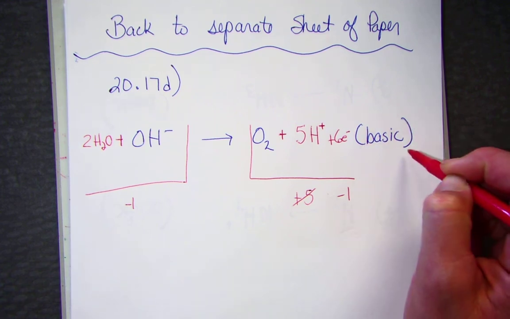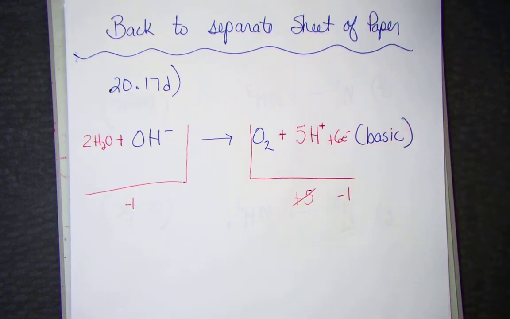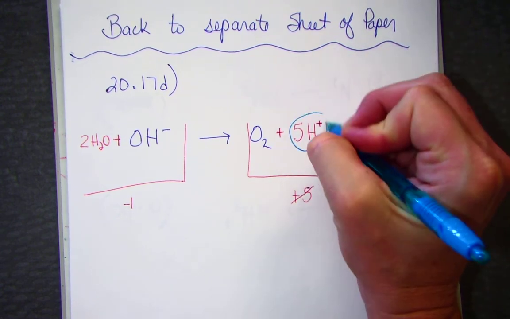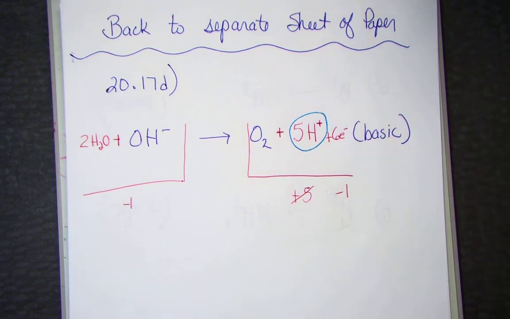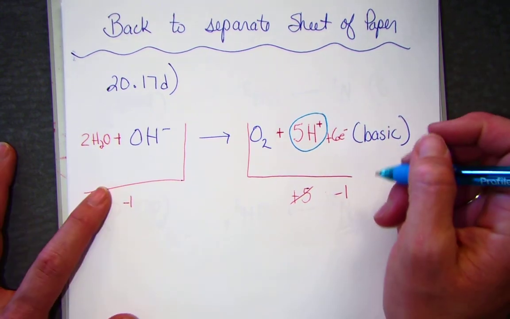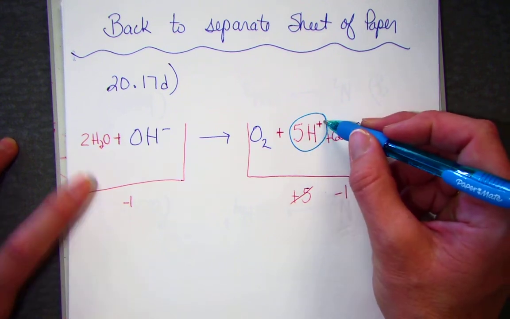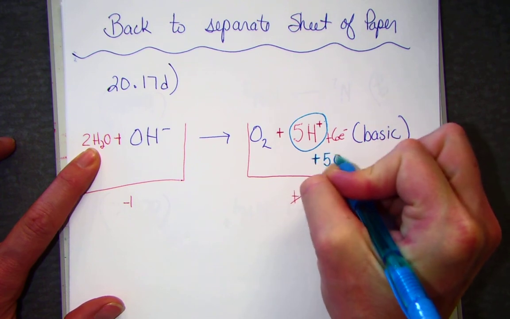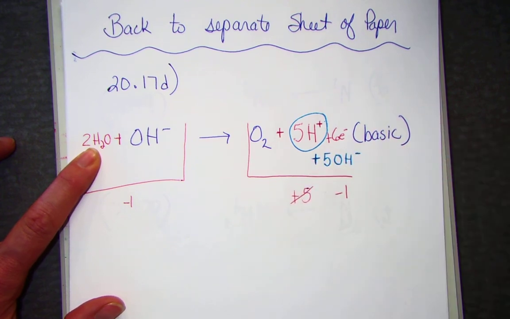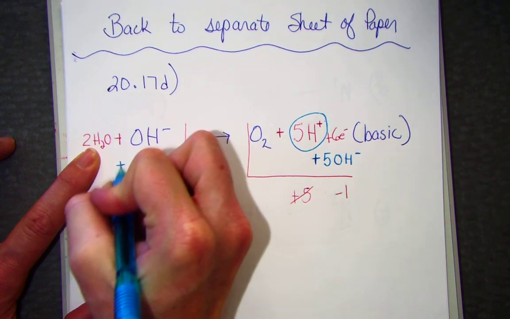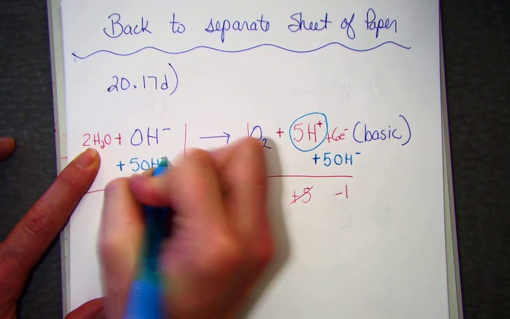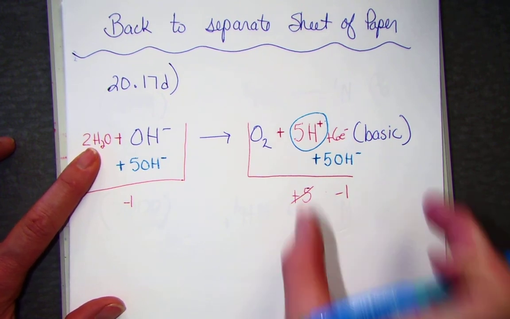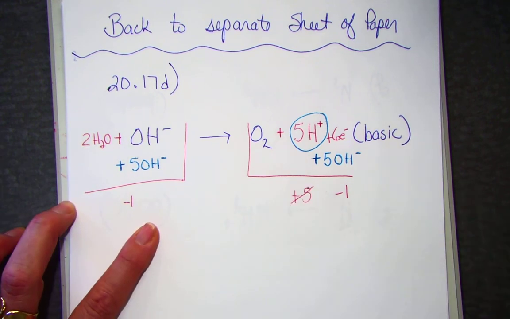But it says it's not. It's in a basic solution, so there's an additional step. The number of positive protons have to be balanced with hydroxides. If I added 5 protons to balance the hydrogen, I've got to neutralize those, and I'm going to do so by adding 5 hydroxides. But what I do to one side, I've got to keep balanced. I've got to add it to both sides to keep the equation balanced. Just as you do in math class, what you do to one side, you have to keep balanced by adding it to the other.